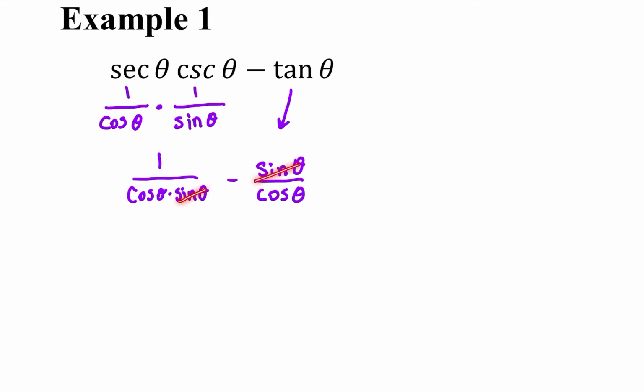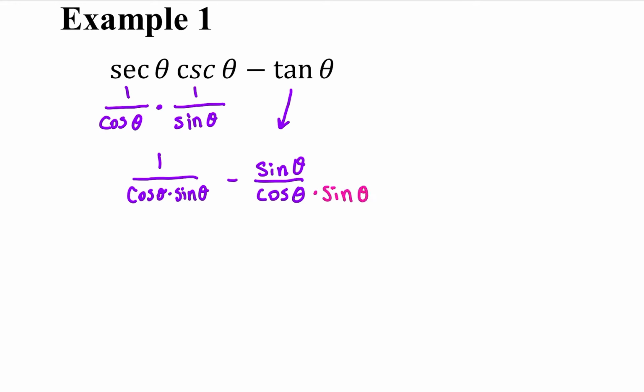So I'm going to look at my denominators. In this side, I've got a denominator of cosine times sine. This side only has cosine though. So it's missing a sine. So I'm going to multiply this right side by sine of theta on the top and the bottom. With that, now I have two fractions that both have cosine of theta times sine of theta as their denominator.